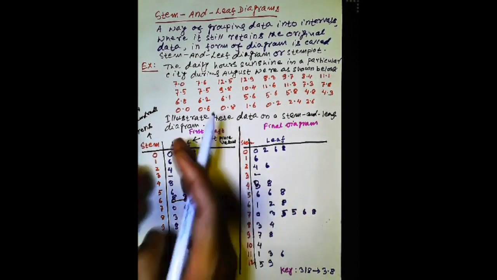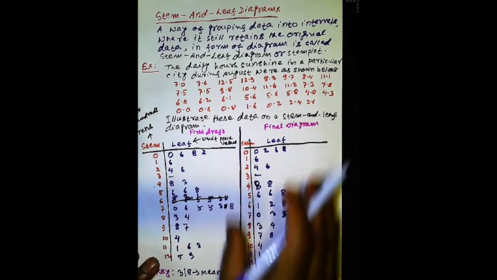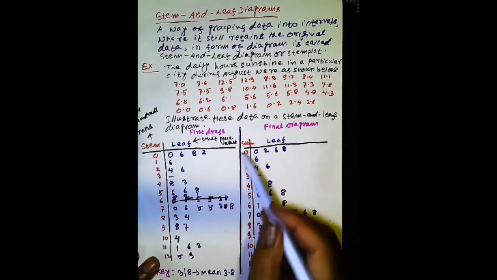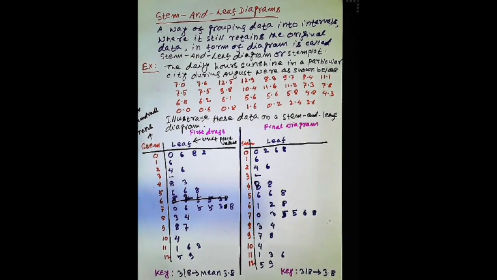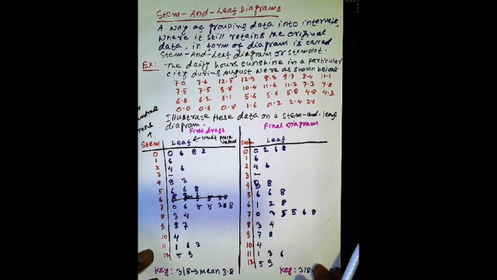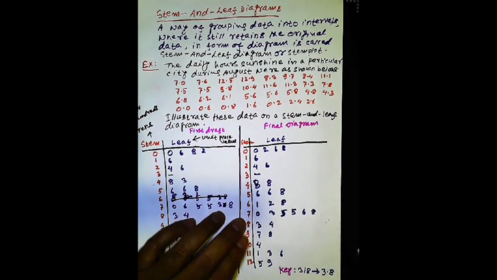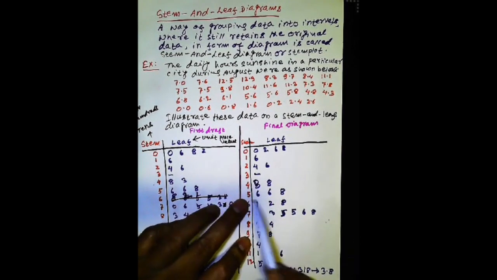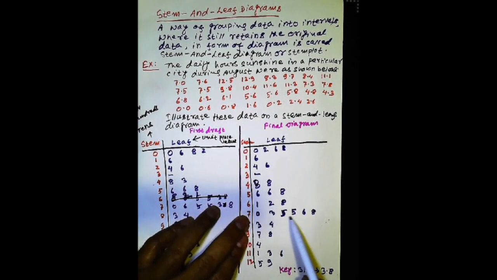So this is the first draft and this is the final draft. So this final diagram is the main stem and leaf diagram. By dint of this sort of diagram, you can have a lot of information. A lot of information means you can find the mode of the data. For example, in this case I can see 5.6 and 5.6, that is repeated twice over here, and then 7.5, 7.5 have been repeated twice over here again.